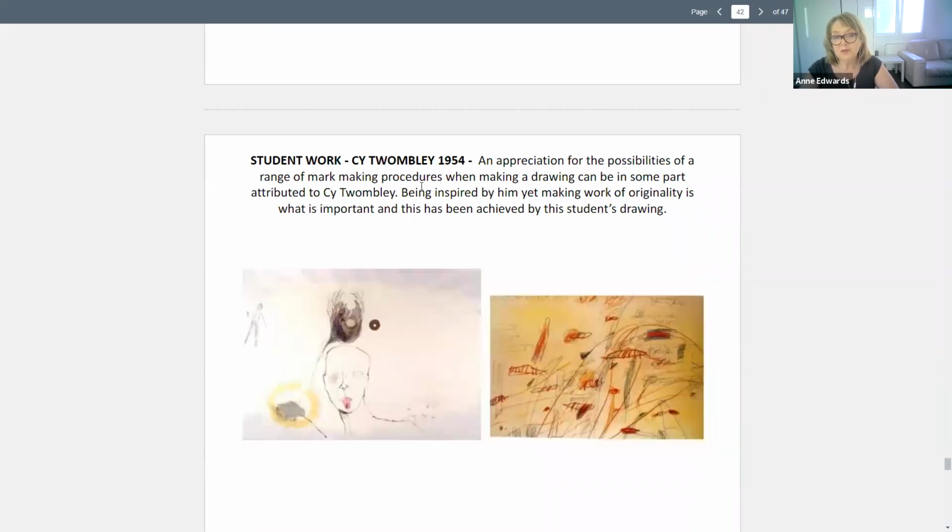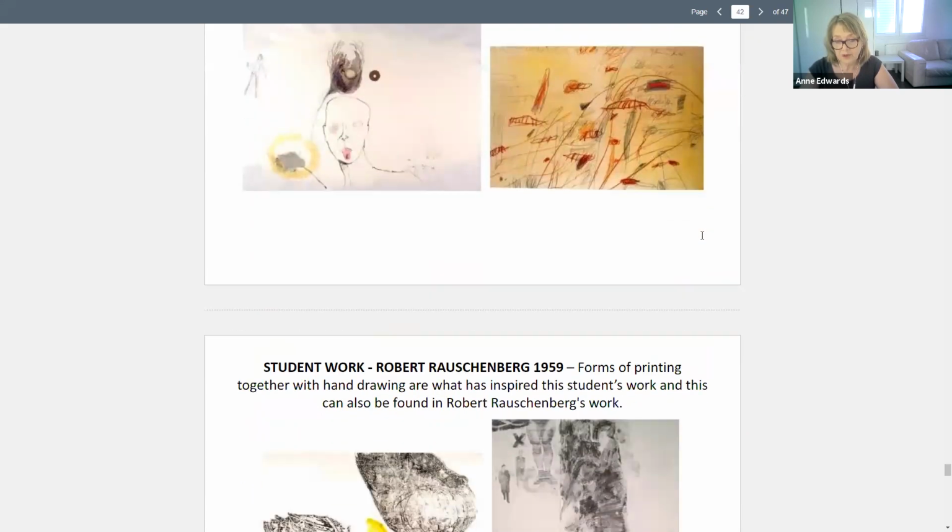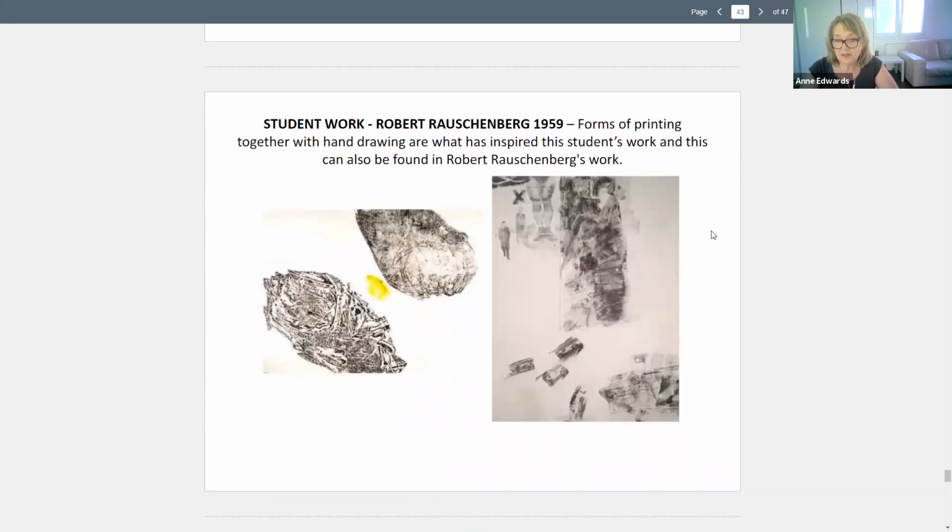An appreciation of the possibilities of a arranged mark making procedure when making a drawing can be in some part attributed to Cy Twombly. So the student here has been looking at Cy Twombly's work, being inspired by him, yet making work of originality is what's important, and she has achieved that in this drawing. Rauschenberg, he did transfer prints, as we mentioned before, and these are a similar sort of print, monoprinting. But the marks here are very reminiscent of what's happening here, and the empty space is happening in this piece of work as well.